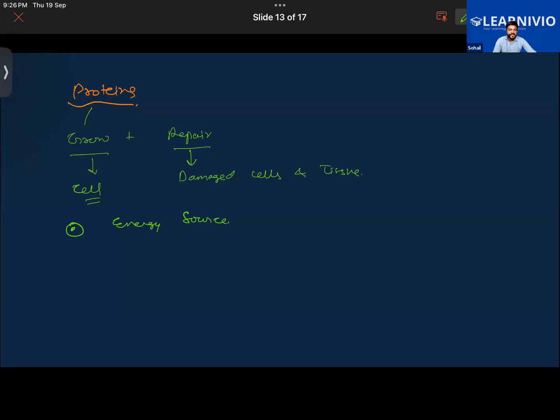So we get to see that every cell in the human body contains protein. In fact, the basic structure of the cells contains protein. And we need protein in our diet to help our body repair the cells and make new cells as well. These are the different functions of protein.